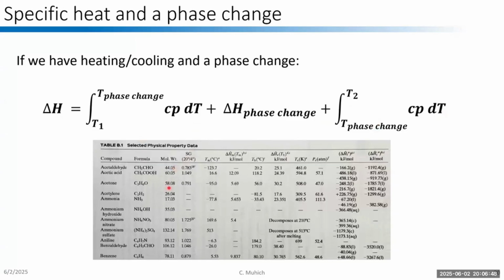Because this is so commonly done, oftentimes you can look up what these delta H's of phase change are. Here I'm just showing an example: a temperature of heat of melting, as well as the temperature of that melting. So this phase change for acetic acid is at 16.6 degrees C, so that would go here and here. And then I would use this delta H of melting, and I could read that off the table.